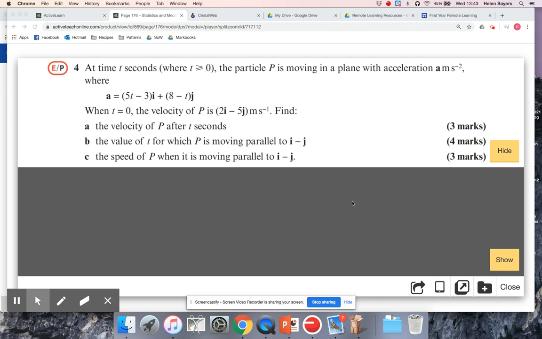Okay, so we're looking at the second year Stats and Mechanics textbook, and we're doing question 4 from exercise 8E. The focus of this exercise is integrating vectors, although there is certainly some differentiating in amongst the questions as well. Okay, so what have I got? I've got the acceleration as a vector, and I'm given the initial velocity. So when t is 0, I've got the velocity. Okay, and the first thing they ask me about is the velocity.